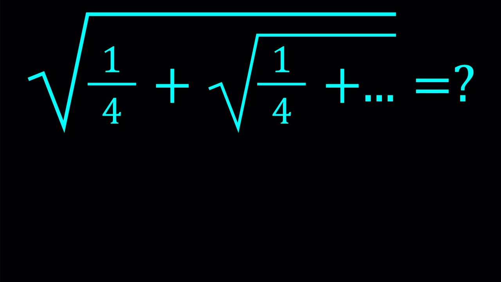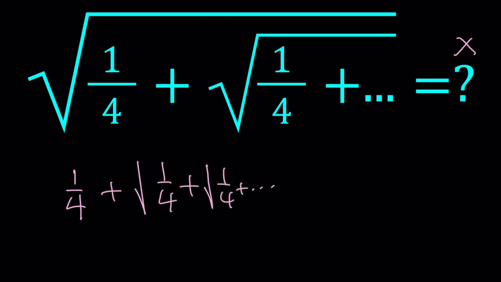We have a formula for this which I'll talk about later, but let's go ahead and set this expression equal to x first. And then we're going to square both sides. We get 1/4 plus the square root of 1/4 plus the square root of 1/4 plus the square root of 1/4, and so on and so forth. And this is going to equal x squared because we squared both sides.